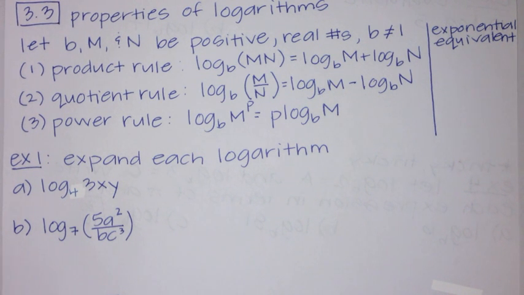Okay, today on the Wilkin Way we have 3.3 properties of logarithms. So I've already written down the examples, so you might have to pause the video to get those down, but let's just go through it.